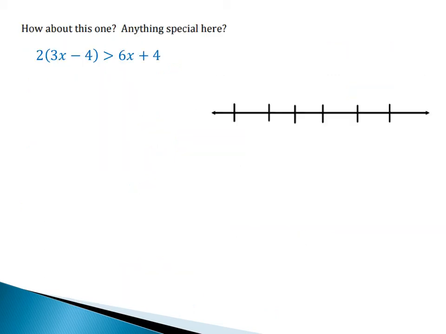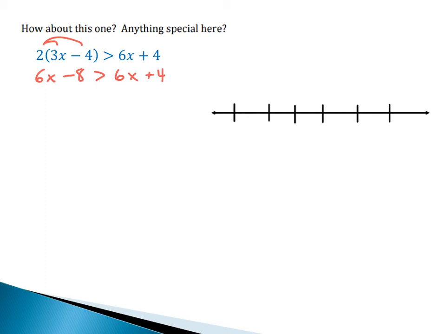All right, next one. So anything special here? We have, again, parentheses, variables on both sides. Let's go ahead and start first by distributing. So I'm going to take 2, distribute it to 3x minus 4. So I'm going to have 6x minus 8. Again, careful to distribute that to both. That's going to be greater than 6x plus 4.